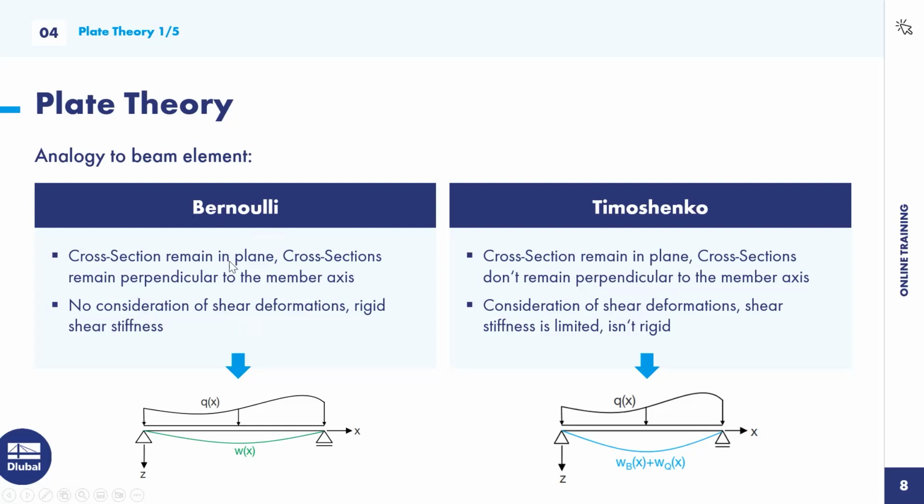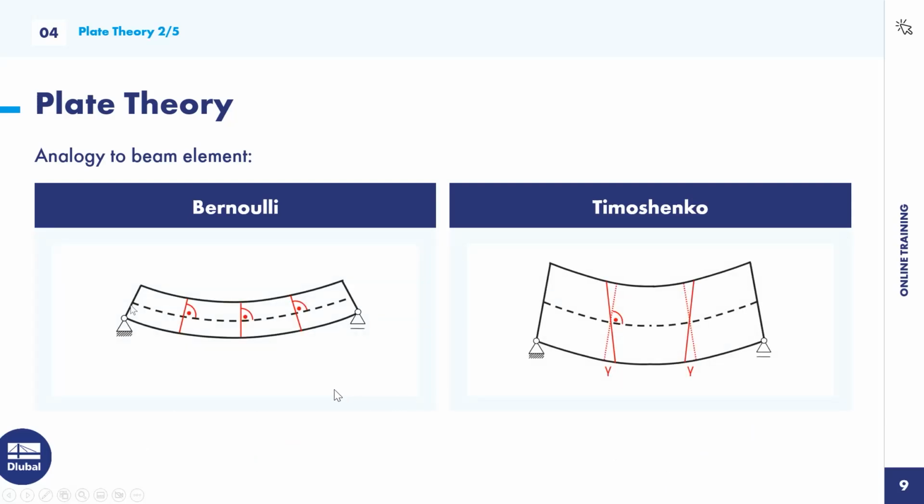For the Bernoulli beam, we just don't care about the shear stiffness. We don't care about the shear deformations. It's just rigid for shear forces. For the Timoshenko beam, on the other hand, we will have an influence of the shear deformations. That means we won't only have this bending deformation, but we will also have an amount of shear deformation that's just added.